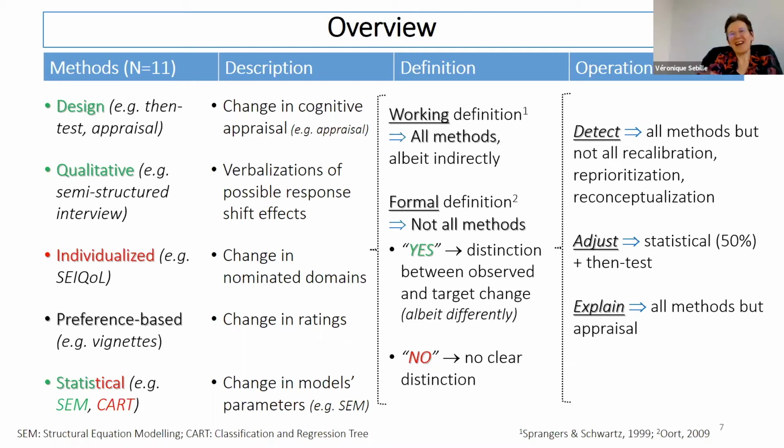So we can see that half of the statistical methods and the Venn test could adjust for the detected response shifts, and that all methods but appraisal seem to be able to explain response shift.